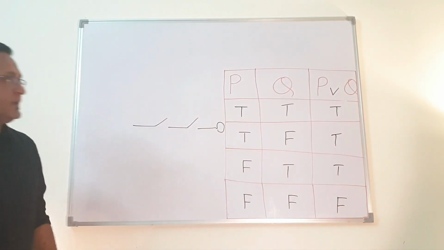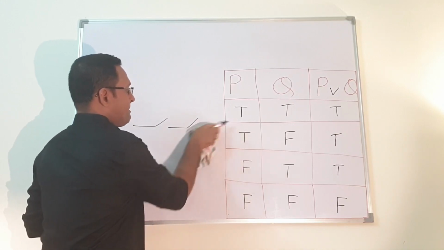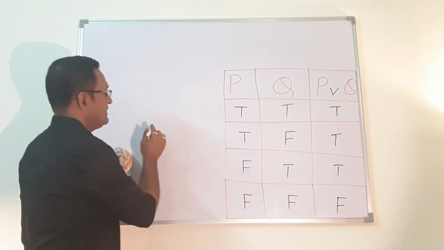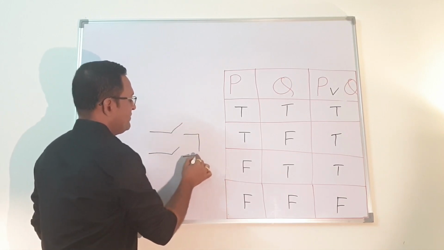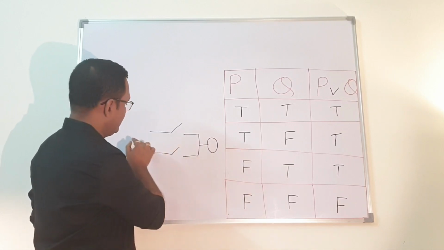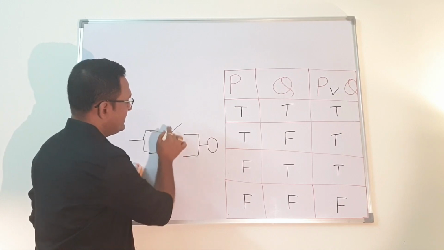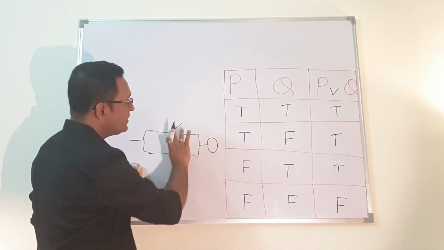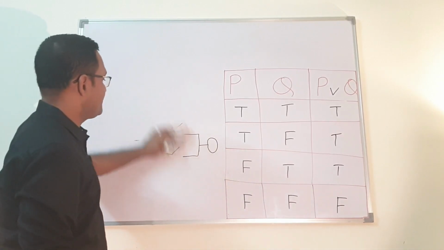It is basically a parallel circuit understanding. It's like this, right? So if any one of them is closed, the bulb is going to glow. So that understanding, you know, if the current is passing through this or this, it can pass through here, it can pass through here, it can pass through both, but if both of them are open, then it is going to be false. So this understanding.